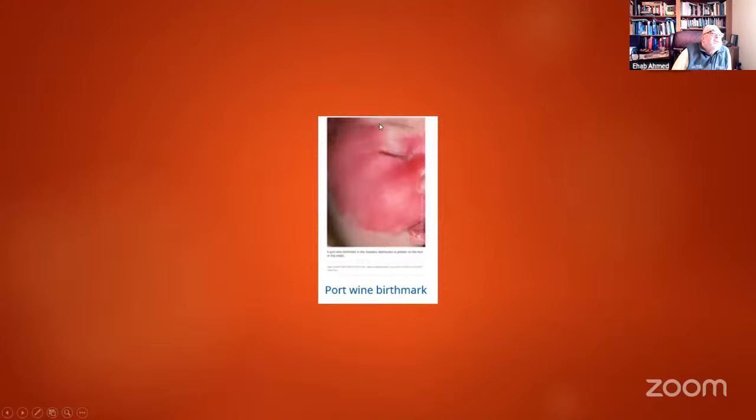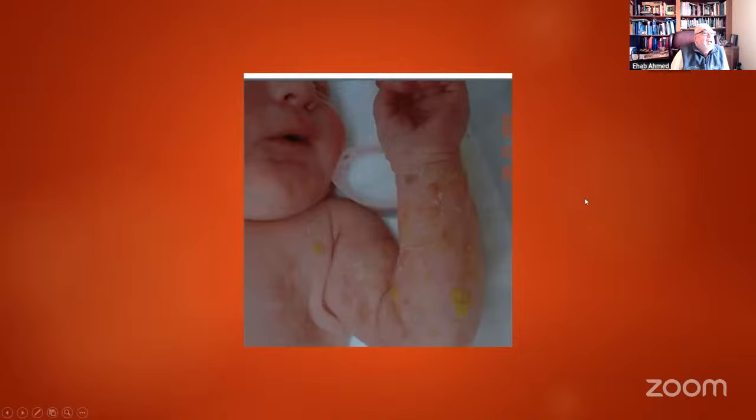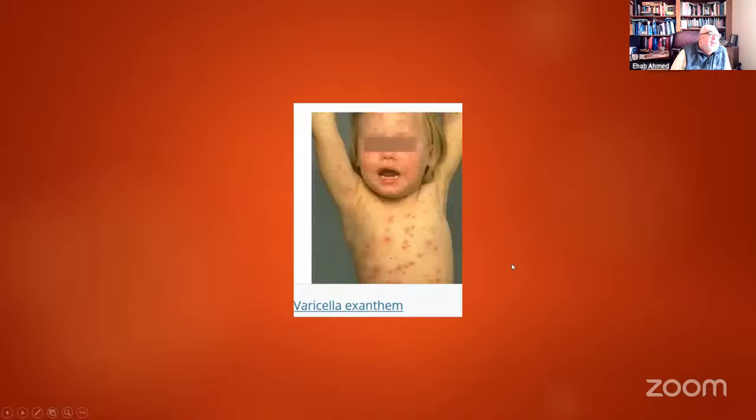And this is another Sturge-Weber. Yes, this is the Faces syndrome, and this is the classical hemangioma on the face with the other criteria of the Faces syndrome. This is IP, incontinentia pigmenti, at some stage, because it depends on the stage, but it starts with bullae and then the rash will change. This is varicella.